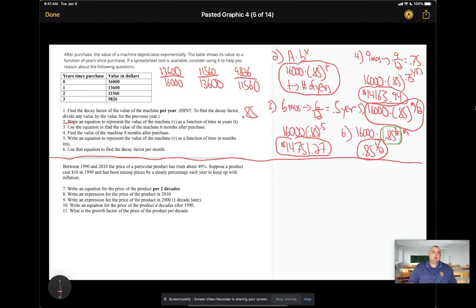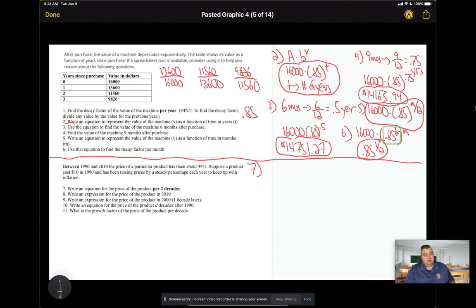Okay. Next section. Between 1990 and 2010, the price of a particular product has risen about 49%. Suppose a product cost $10 in 1990 and has been raising prices by a steady percentage each year to keep up with inflation. Number 7, write an equation for the price of the product per 2 decades. Why per 2 decades? Because 1990 to 2010 is 20 years, which is 2 decades.